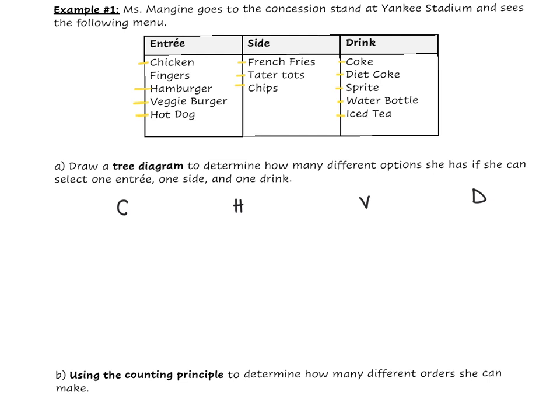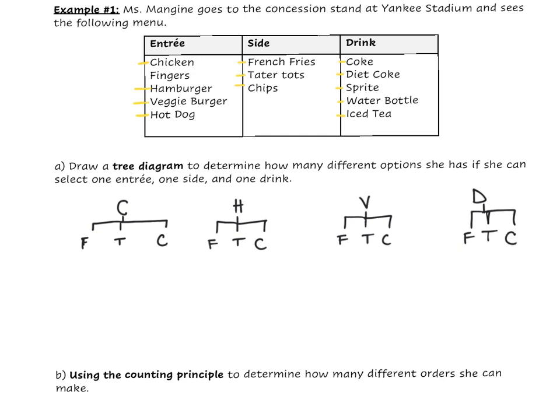Then each of those four options has three side choices. So I can get French fries. I'll put F for French fries. I can get tater tots, T for tater tots, and C for chips. Same here. I have three options: French fries, tater tots, chips. And for each of the rest, French fries, tater tots, and chips.